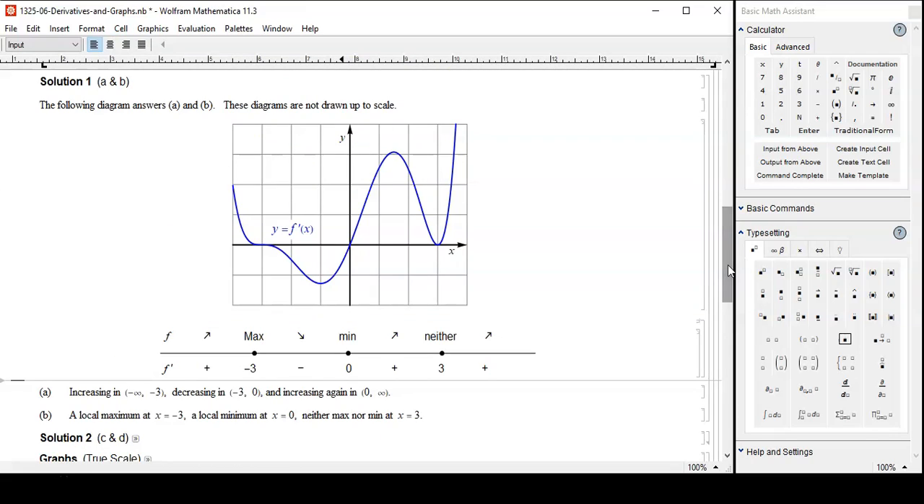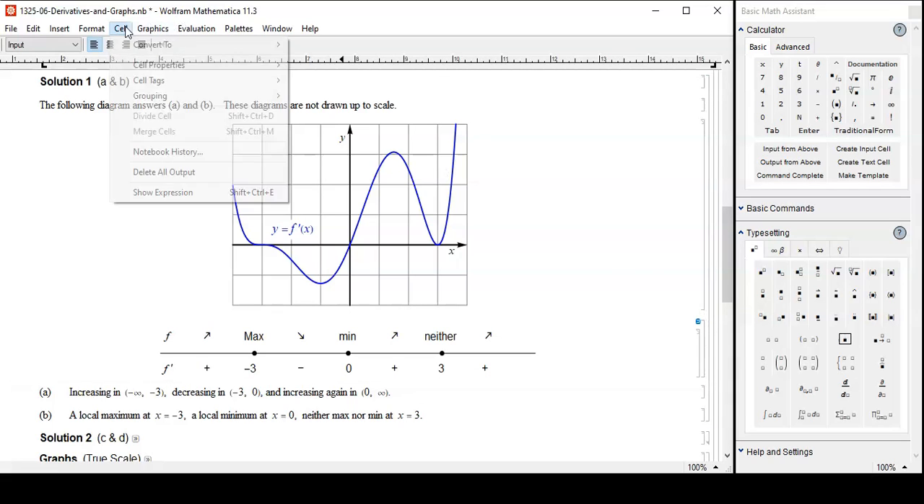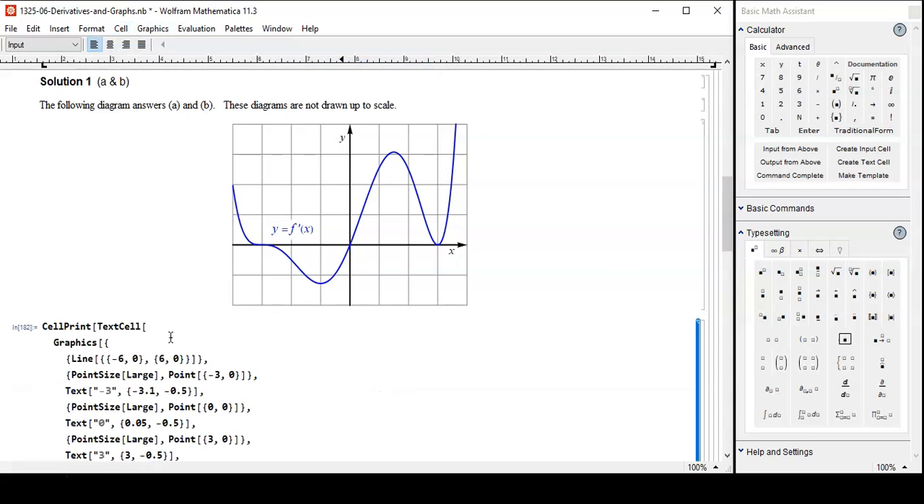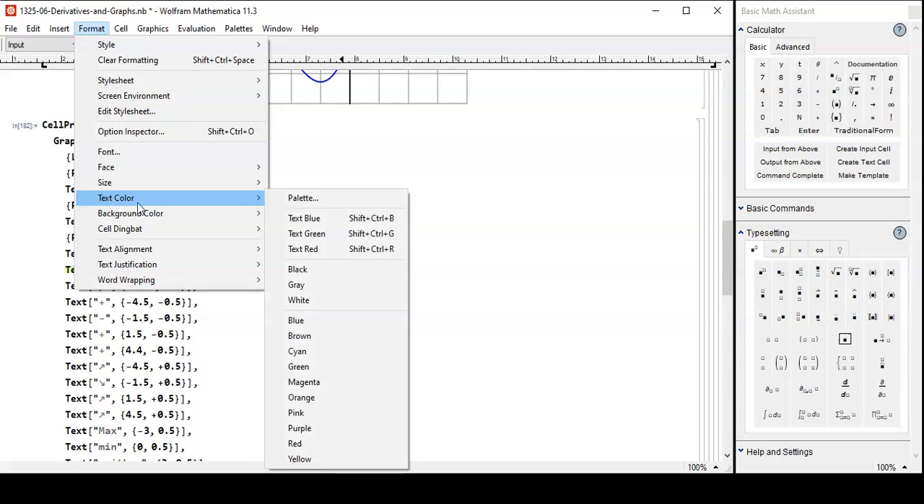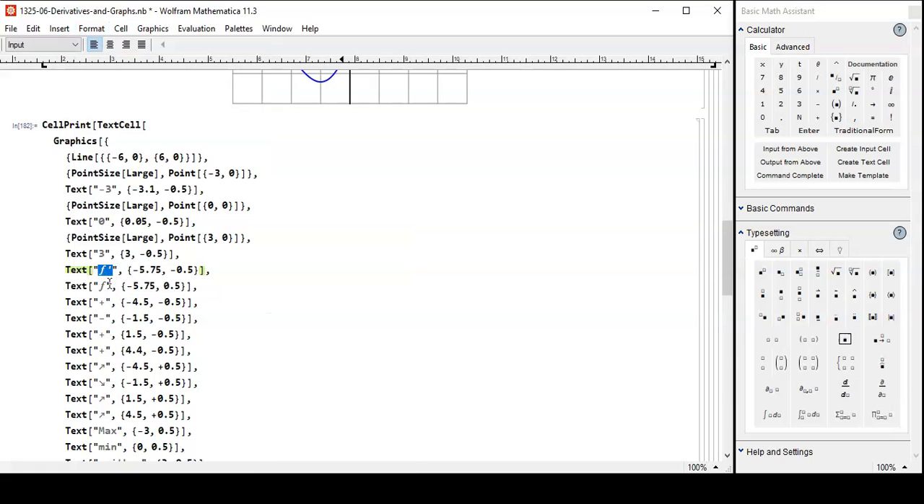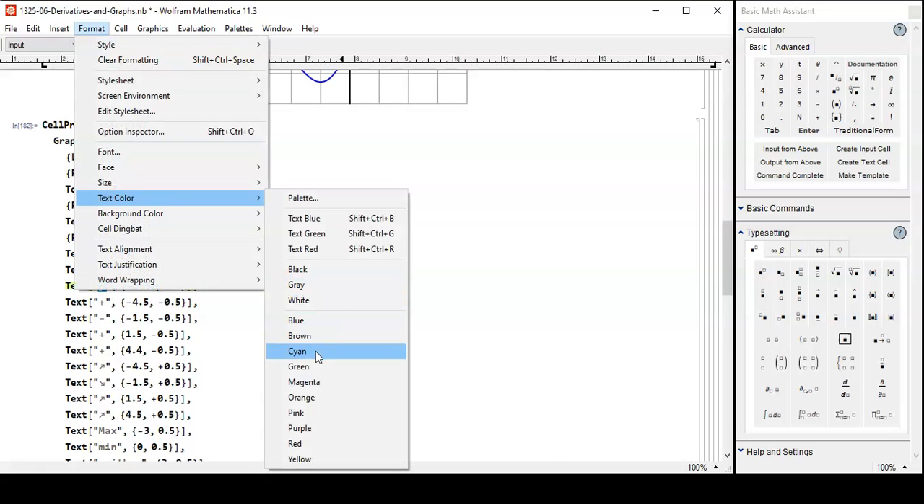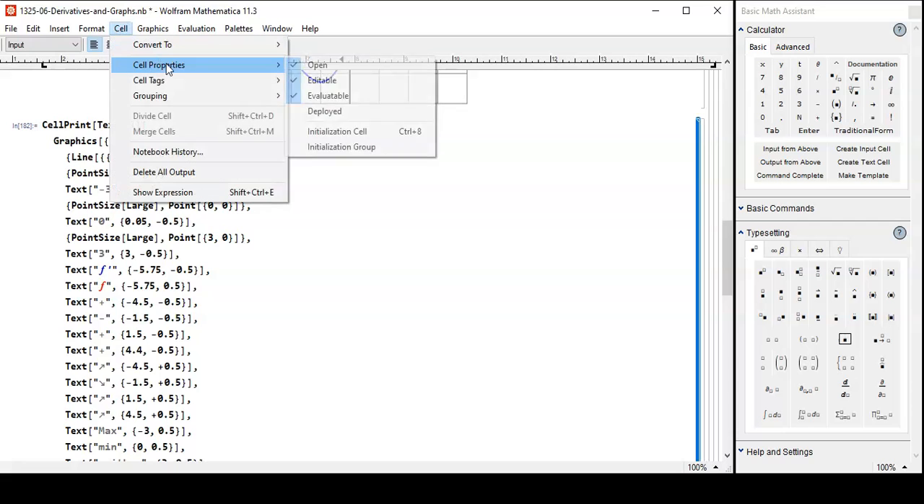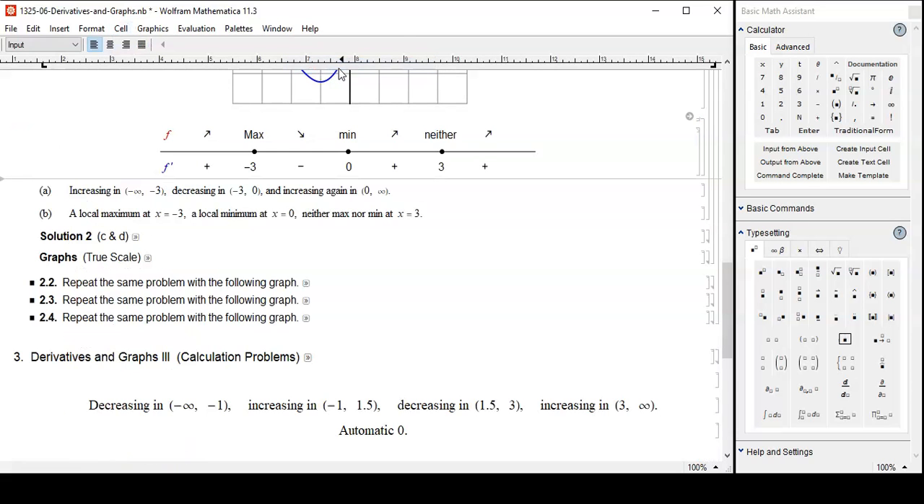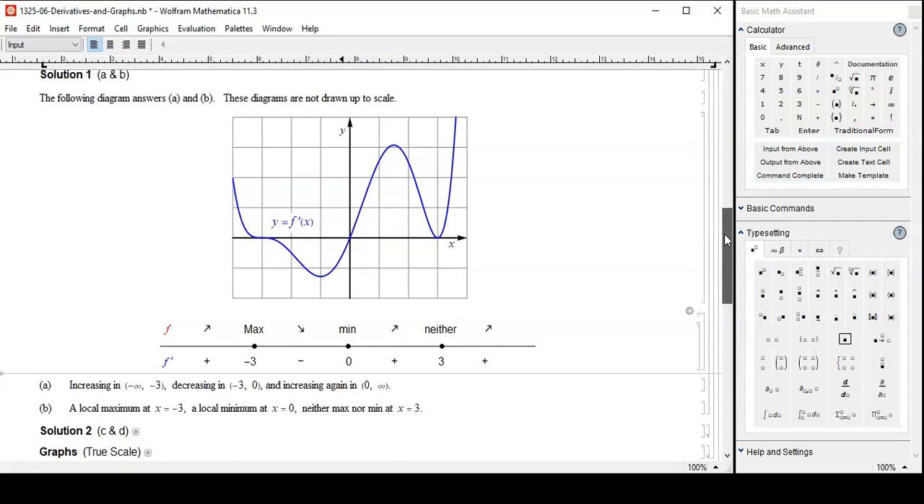Okay, maybe it looks a little bit better now. F prime down here, F up there. Let us do color coding. So the derivative function is blue, and then the original function is red. Okay, all right, here we go.